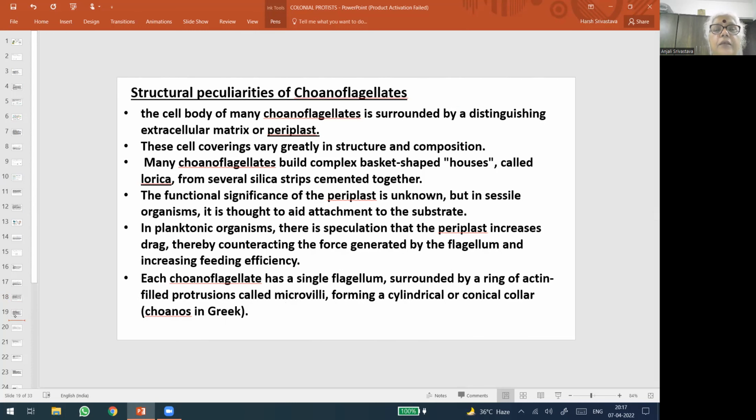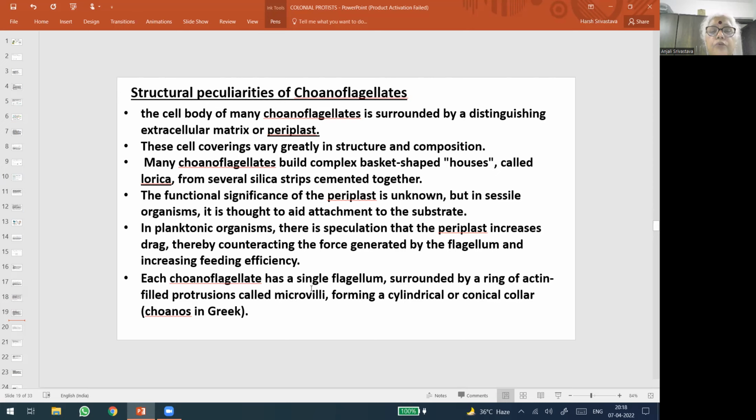Now these are the other structural peculiarities of choanoflagellates. The cell covering varies greatly in structure and composition. Many choanoflagellates build complex basket-shaped houses called lorica from several silica strips cemented together. The functional significance of the periplast is still unknown, but in sessile organisms it is thought to aid attachment to the substratum. In planktonic organisms, the periplast increases drag, thereby counteracting the force generated by the flagellum and increasing feeding efficiency. That is, it helps in filter feeding.